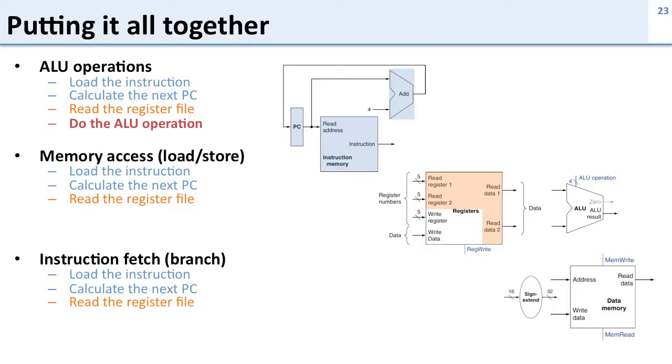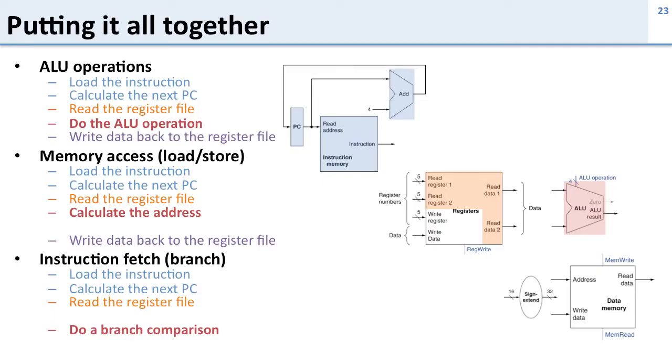So the ALU operation is going to do its ALU operation, so add, subtract, and, or. The memory access is going to calculate the address, but it's going to do this using the ALU. And the instruction fetch is going to do a branch comparison. It's going to look at two registers, subtract them, and see if they're equal. So all three of these are going to use the ALU, but they're going to use them for slightly different things.